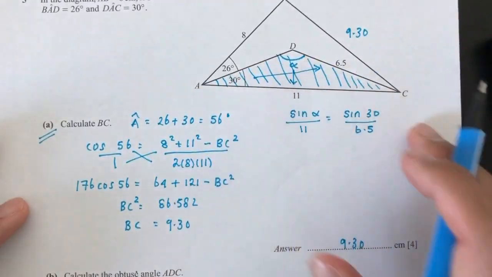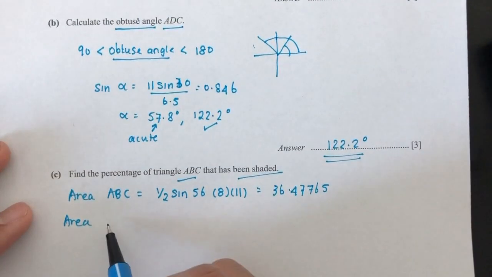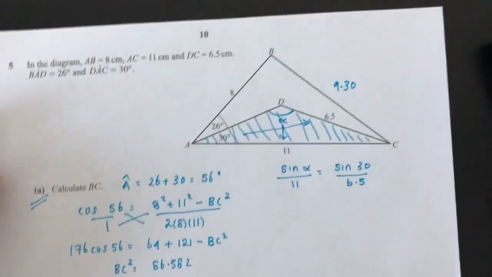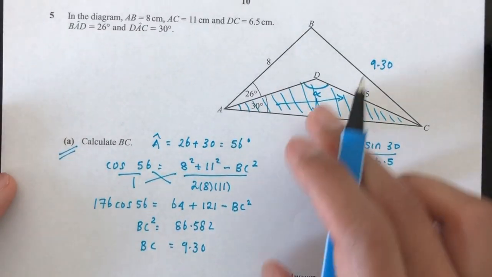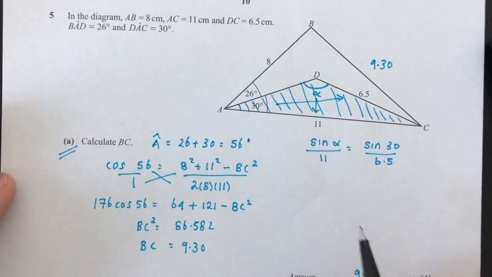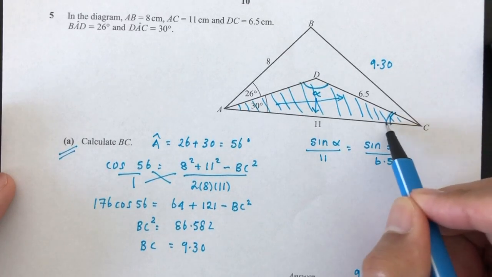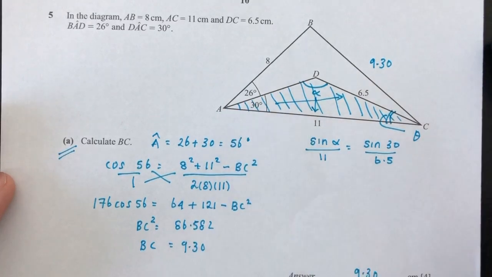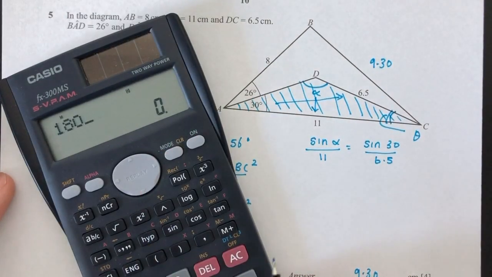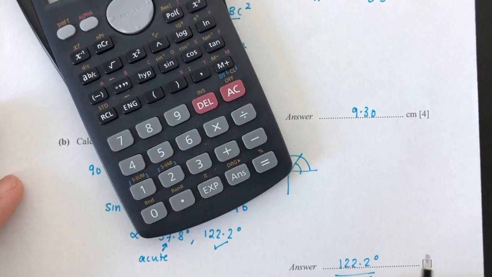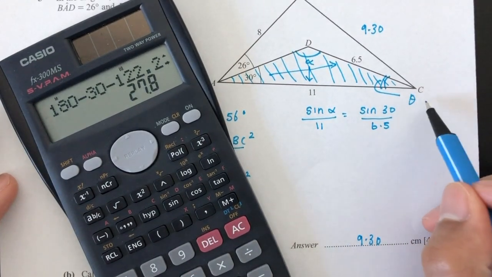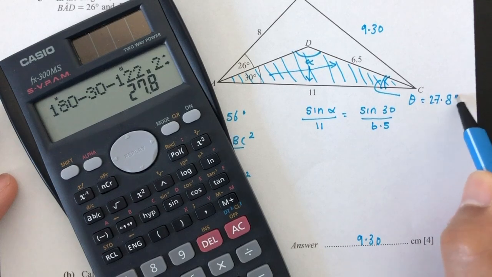Now let's find the area of the region that is shaded. That will be ADC, right? So ADC. So what can we do here? Since we know this side and this side, we can find this angle here. Let's call this angle theta. Theta will be just 180 minus these two. So as we know, 180 minus 30, and this one is 122.2 as we have here. So this will be 27.8.